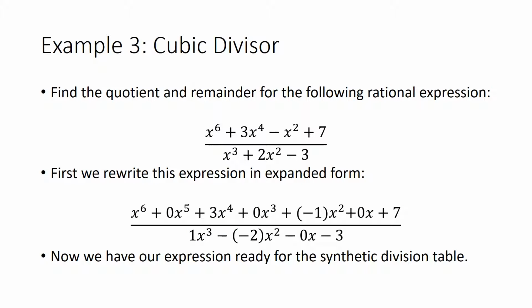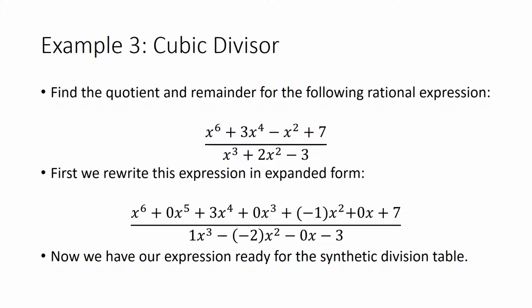Our third example has a cubic divisor. And we will again find the quotient and remainder for this expression. X to the sixth plus 3x to the fourth minus x squared plus 7 divided by x cubed plus 2x squared minus 3. And again, we're going to apply the rules so we can write it in our expanded form.